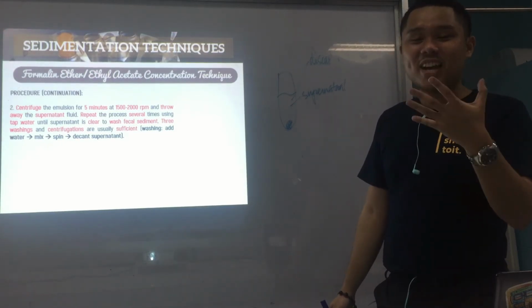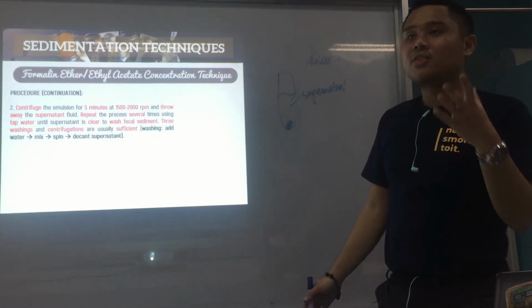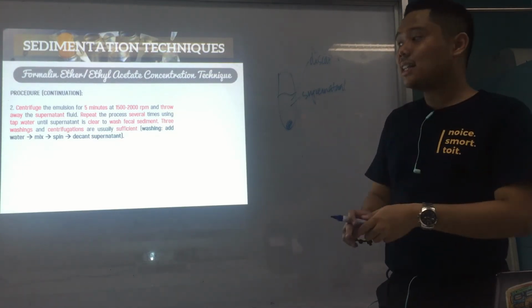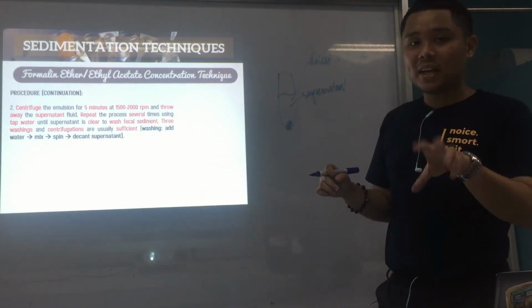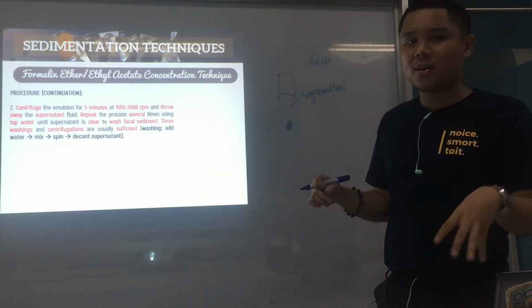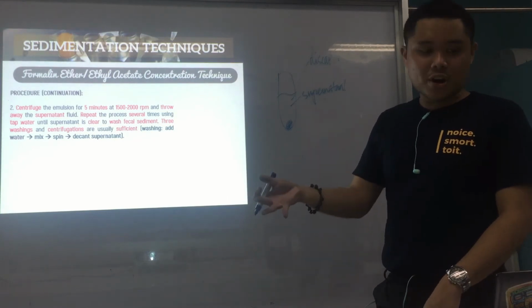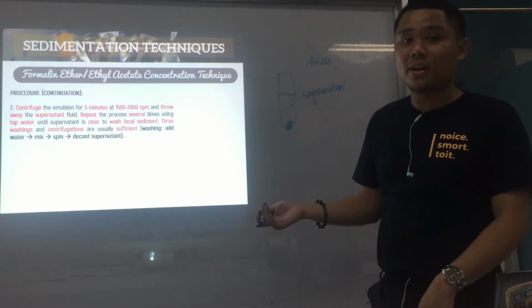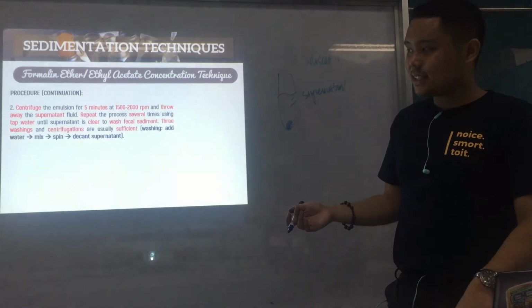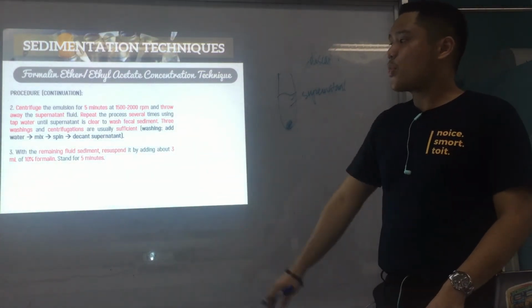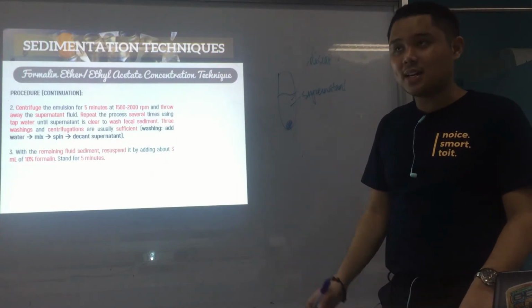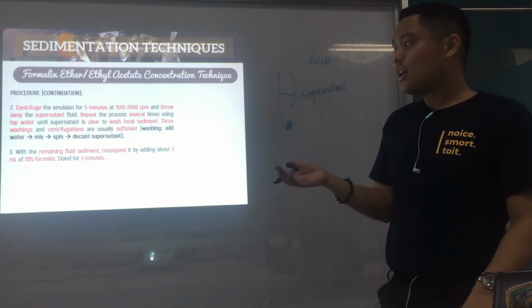Okay, so washing. So add tap water, mix, spin, centrifuge, decant, until the supernatant is clear. It means that the fecal sediment is now clean, free from any debris, or to further clean it from the fecal debris. Next, after the remaining fluid sediment after washing, we then add another 3 ml of 10% formalin and then let it stand for 5 minutes.